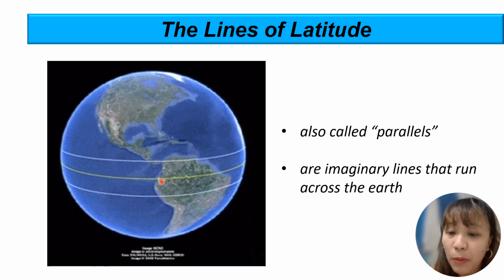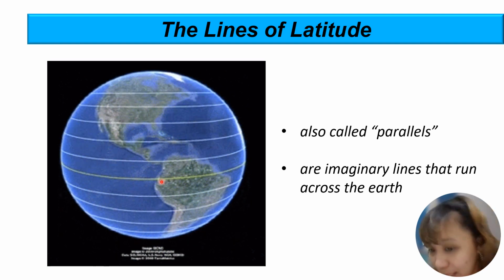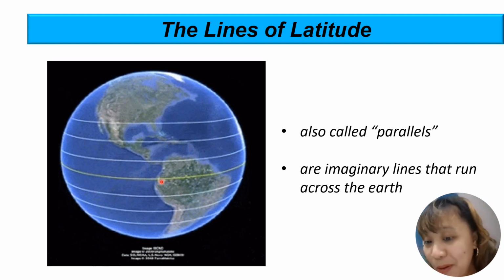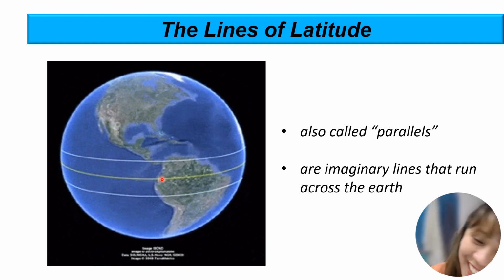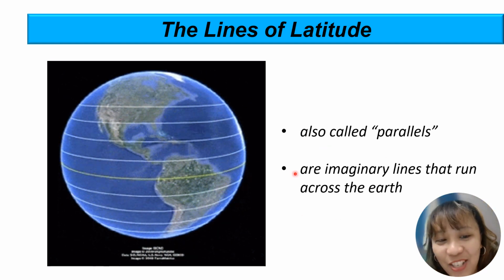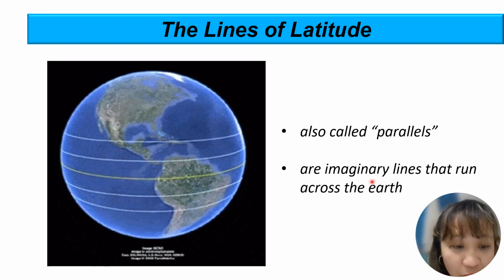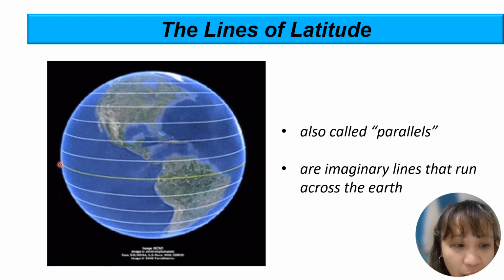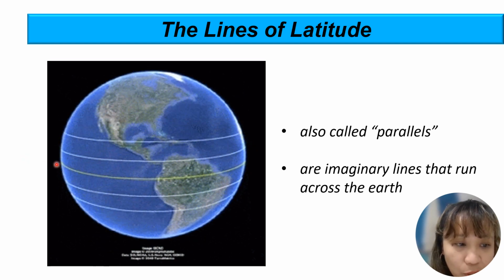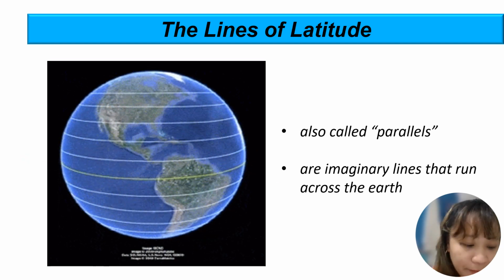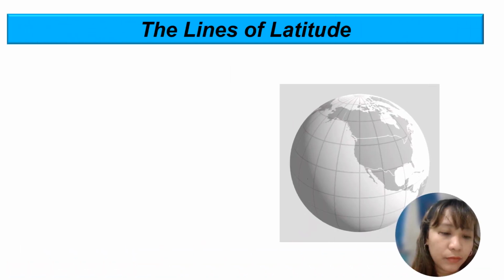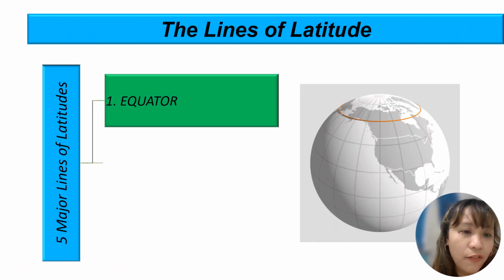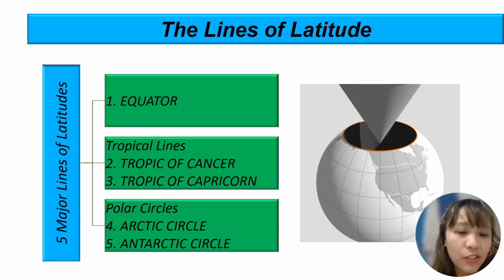So, if you go out to the field and try to look for the equator, you will not find it because it cannot be seen. These are imaginary and they run across the earth, meaning from here to here. So this is of course the west side and the east side. There are 5 major lines of latitudes.